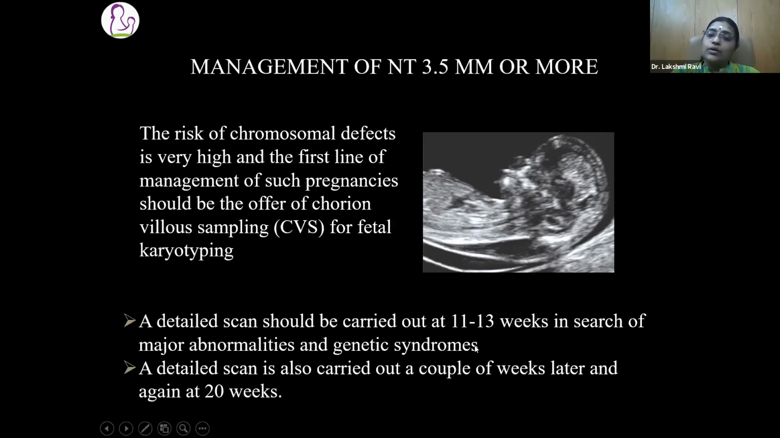A detailed scan should be carried out at 11 to 13 weeks in search of major abnormalities and genetic syndromes. A detailed scan is also carried out a couple of weeks later, and you also do a fetal echocardiography. Then if everything is fine, obviously the fetus may have a favorable prognosis.